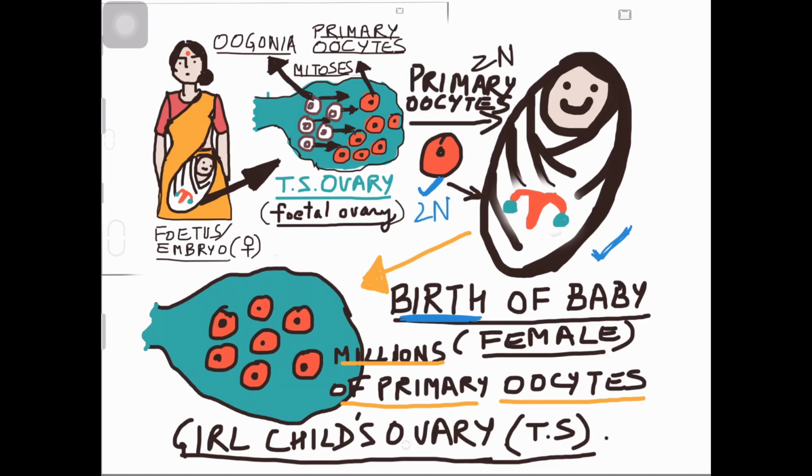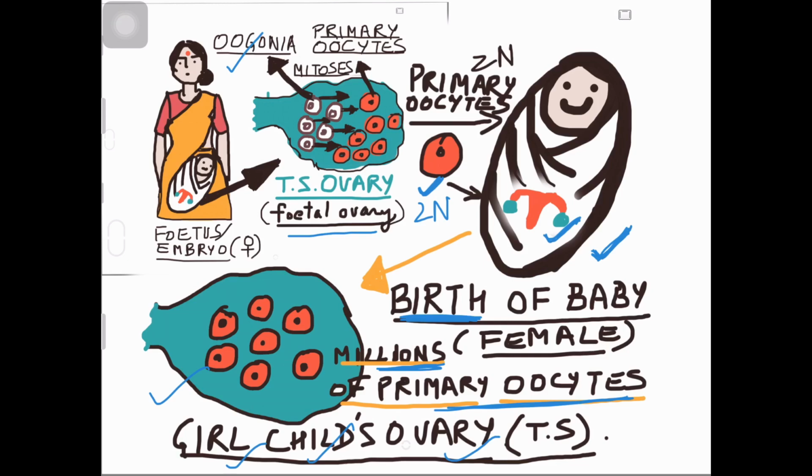Birth of the girl child. Now the primary oocytes, remember these orange ones which I have made, which are 2n in nature, which were found in the ovary of the female fetus, are again transferred to the female baby. Can you see the ovaries here? It also has ovaries, and in the ovaries you will find primary oocytes lying.